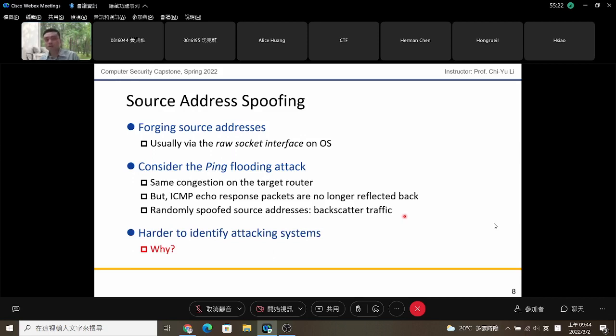So it is harder to identify the attacking system. The reason is that it cannot use the source address to trace back to the attacker.